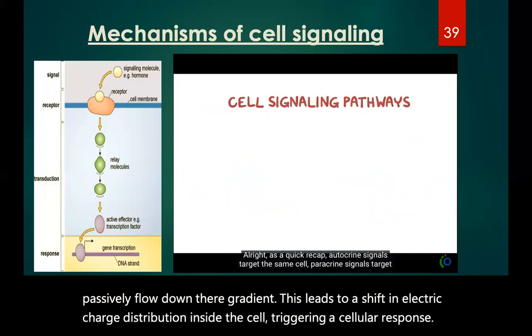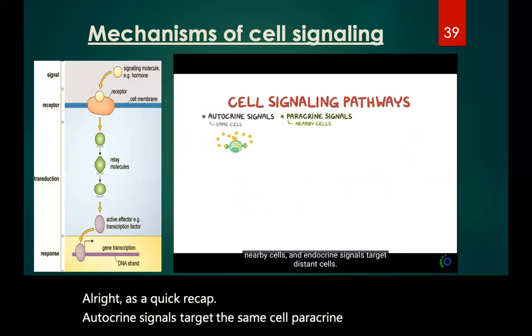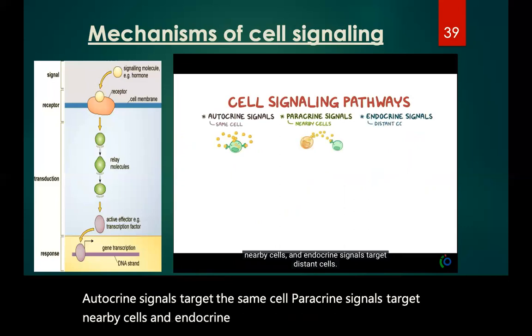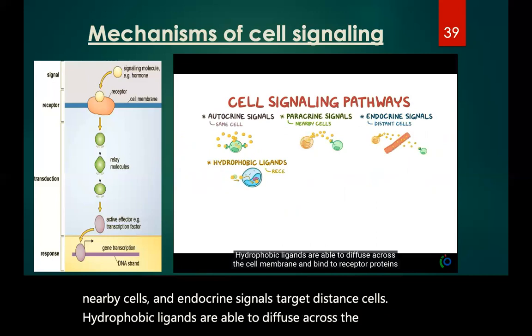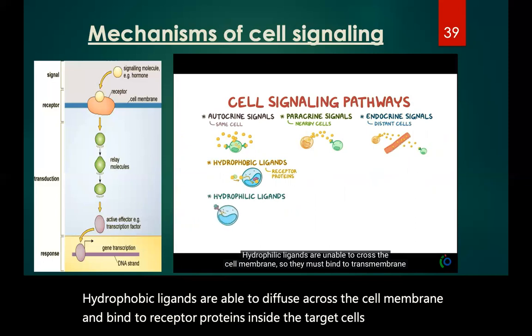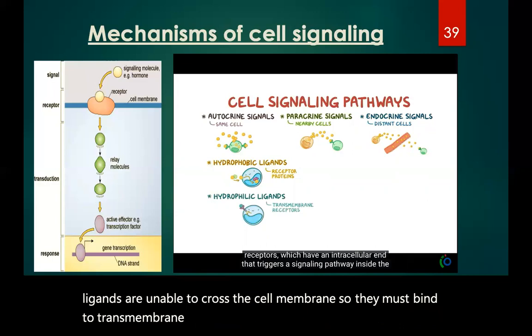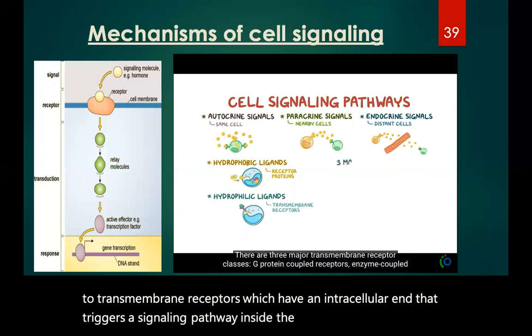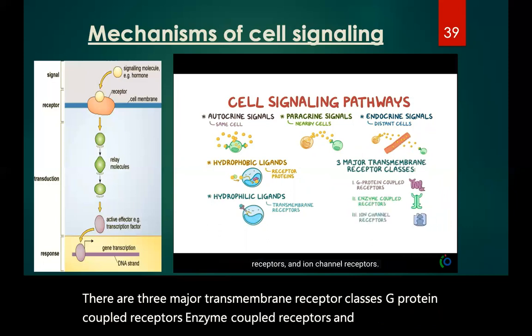All right, as a quick recap, autocrine signals target the same cell, paracrine signals target nearby cells, and endocrine signals target distant cells. Hydrophobic ligands are able to diffuse across the cell membrane and bind to receptor proteins inside the target cells. Hydrophilic ligands are unable to cross the cell membrane, so they must bind to transmembrane receptors, which have an intracellular end that triggers a signaling pathway inside the target cell. There are three major transmembrane receptor classes: G protein coupled receptors, enzyme coupled receptors, and ion channel receptors.